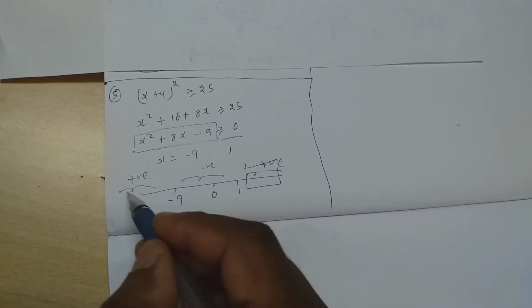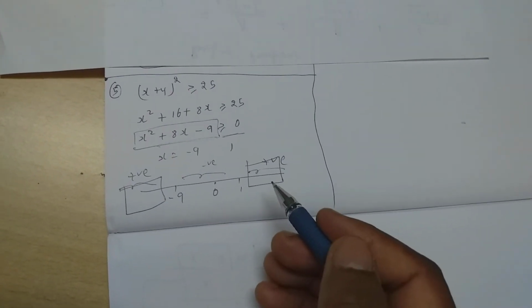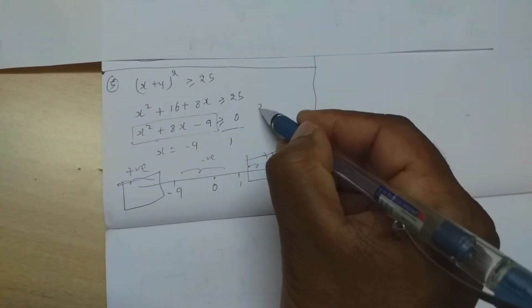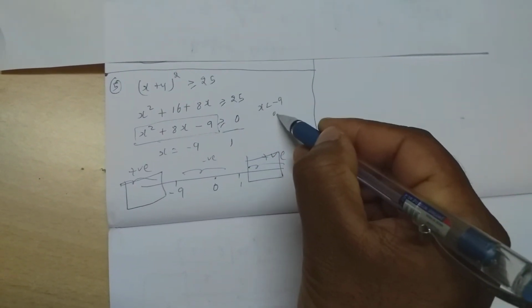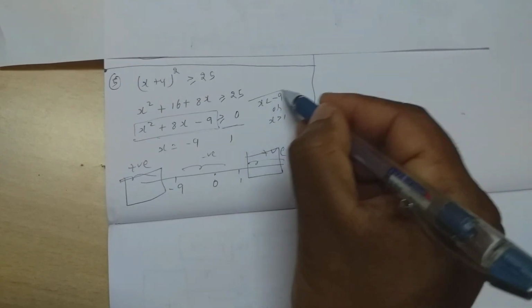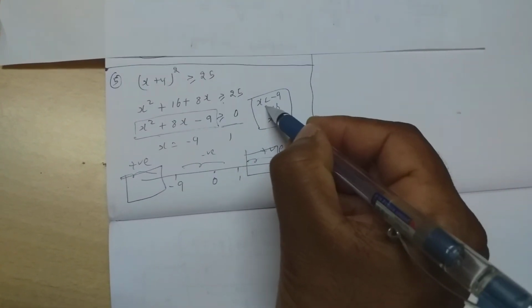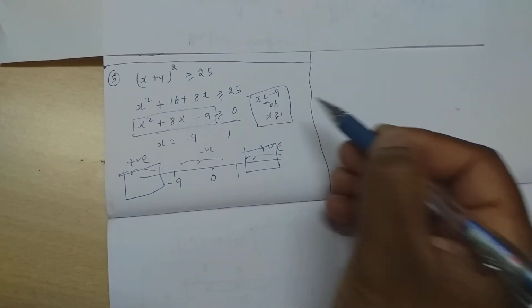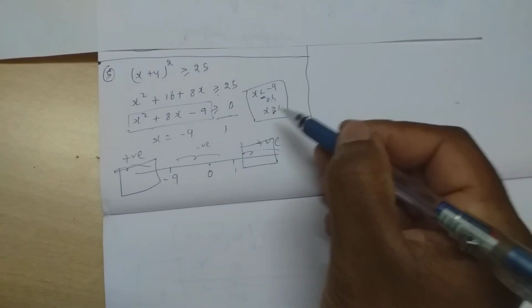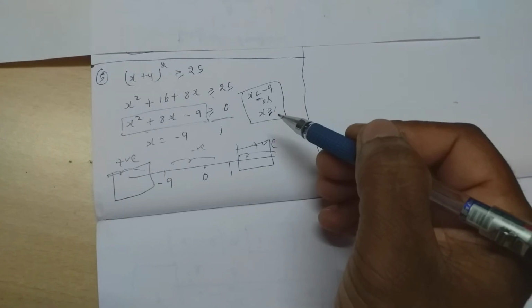So this is the answer, or this could be the answer, which is x less than minus 9 or x greater than 1. In this case you have equal to. So place an equal to here and also over here. This is how we solve the inequalities.